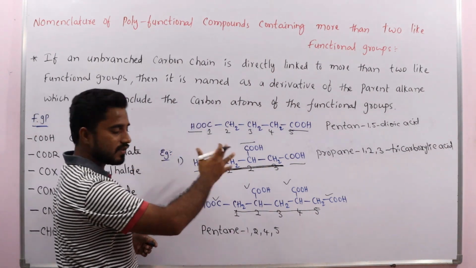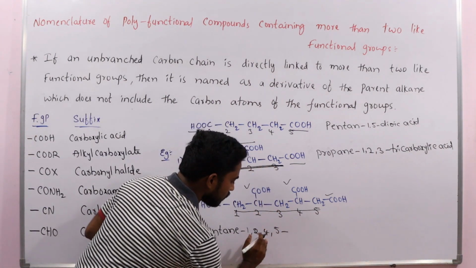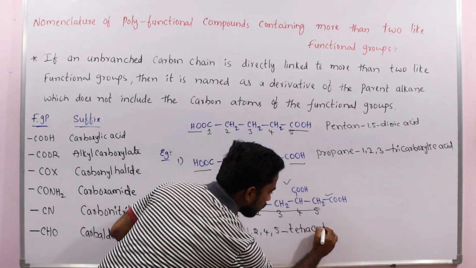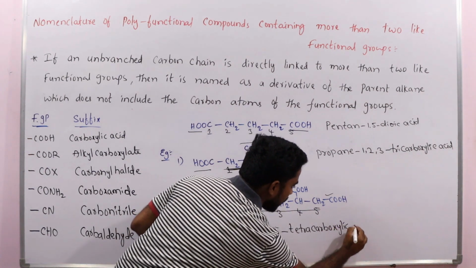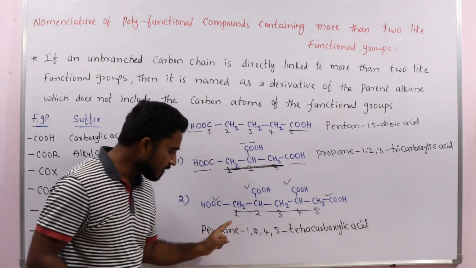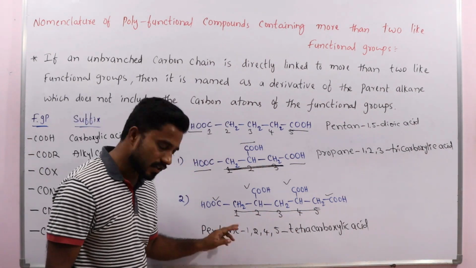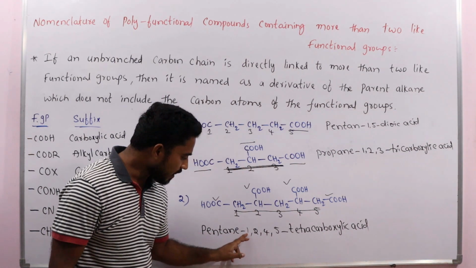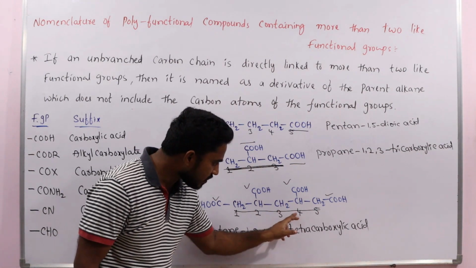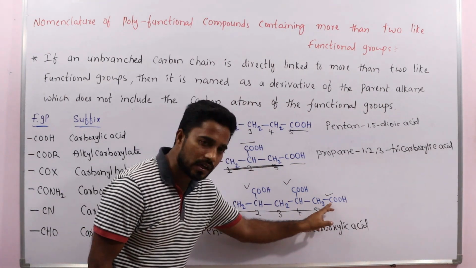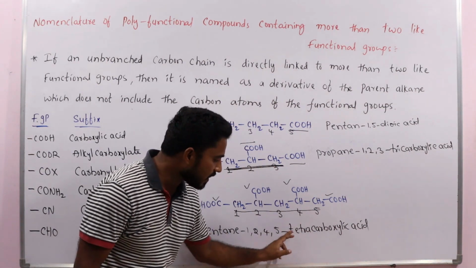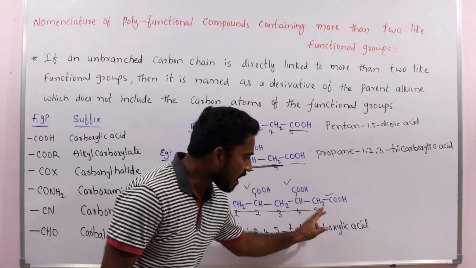So totally 4 COOH groups are there. That's why 1 comma 2 comma 4 comma 5 tetracarboxylic acid. In the parent chain 5 carbons are there, that's why pentane, a saturated pentane. At the first position 1 COOH, at the second position 1 COOH, at the fourth position 1 COOH, at the fifth position 1 COOH. That's why 1 comma 2 comma 4 comma 5, totally 4, so we have to use tetracarboxylic acid.